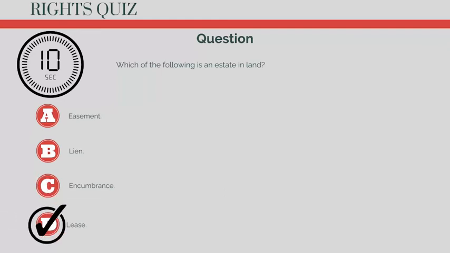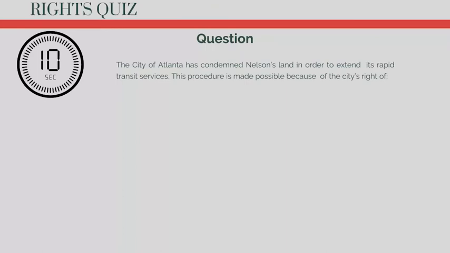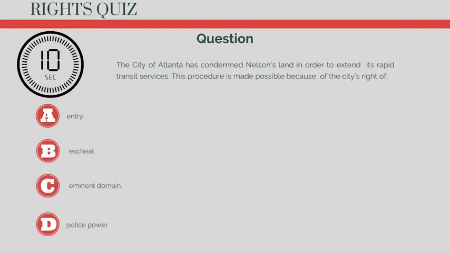D. Lease. The City of Atlanta has condemned Nelson's land in order to extend its rapid transit services. This procedure is made possible because of the city's right of A. Entry, B. Escheat, C. Eminent domain, or D. Police power. C. Eminent domain. A private landowner has the right to A.